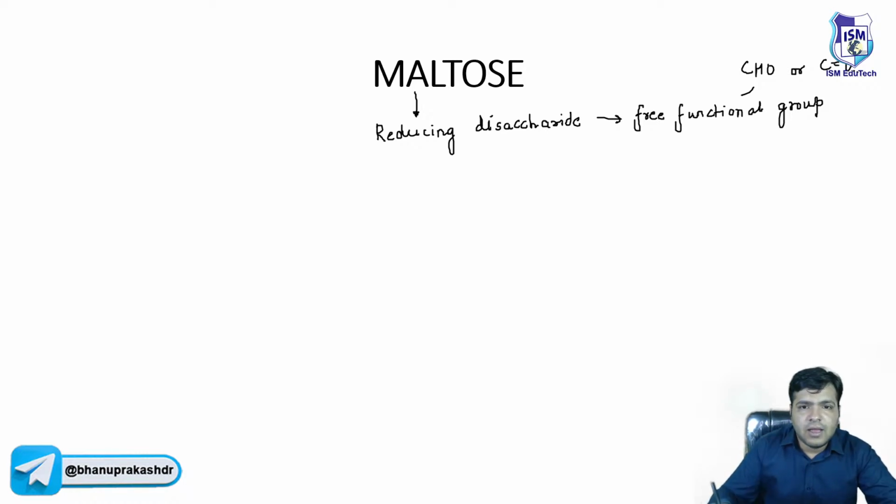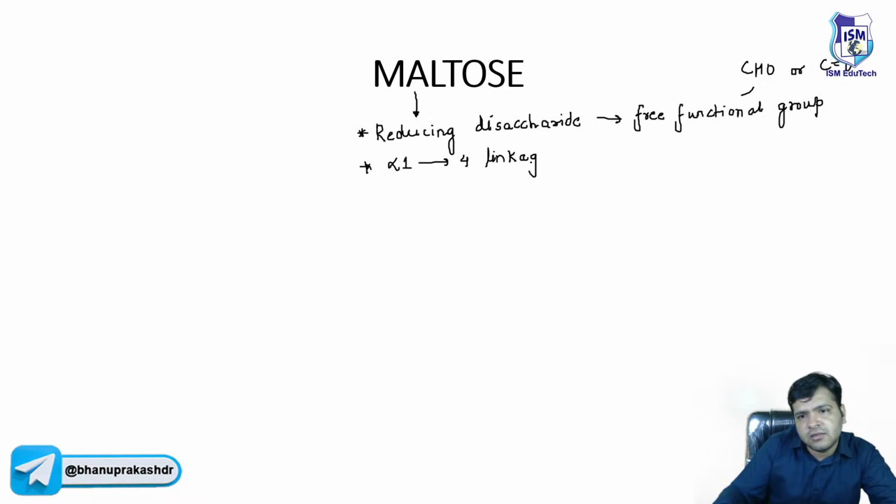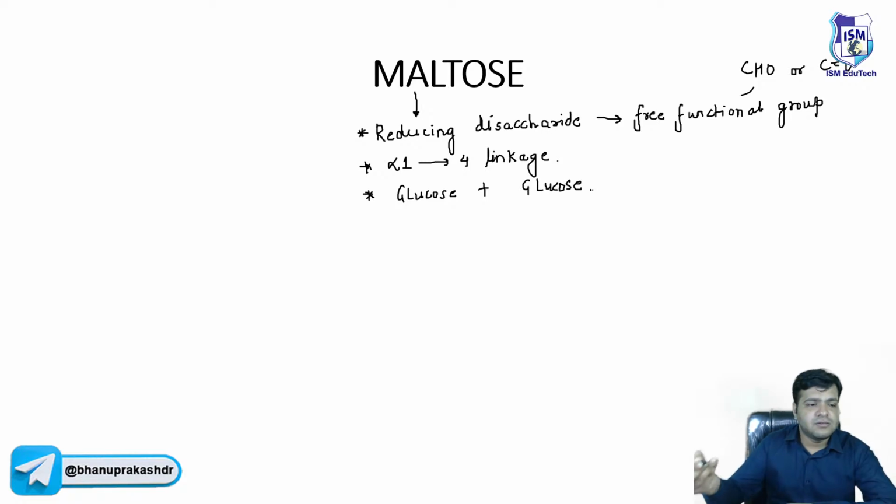Now, what is the linkage, beta, over here in maltose? You already know it is alpha 1 to 4 linkage. So, you already know it is formed from two monomer units. We have glucose plus glucose, right? So let us draw the structure of glucose.